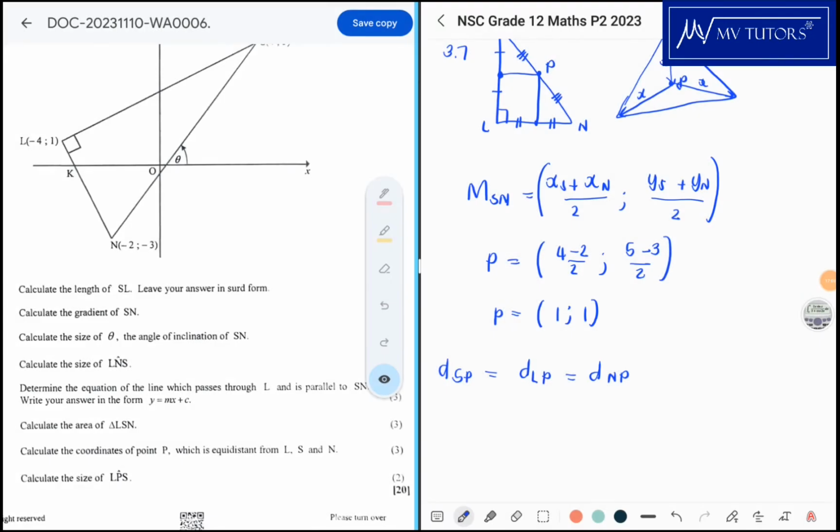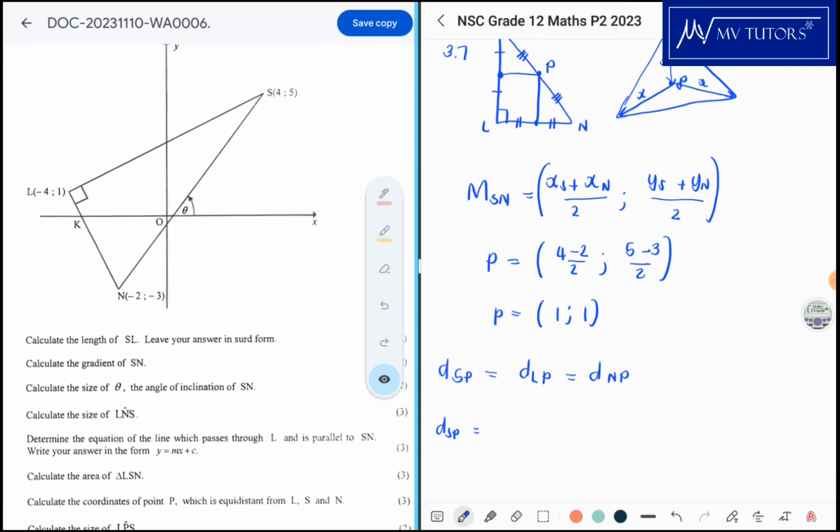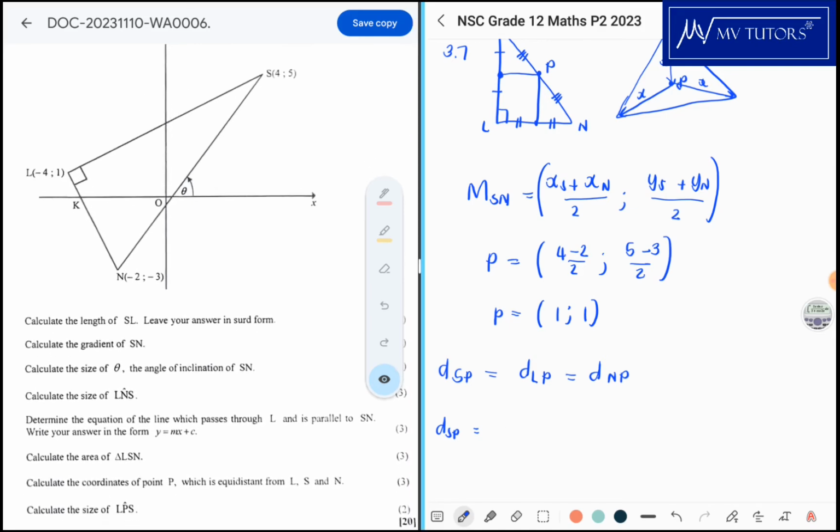So I say we use the little time that we have to actually calculate the distance, just so that you are sure and certain that P, which has the coordinates 1 and 1, is actually equidistant. Okay, so I'm going to get the distance of SP quickly. I'm going to take the x coordinate of P minus that of S, and the y coordinate of P minus that of S.